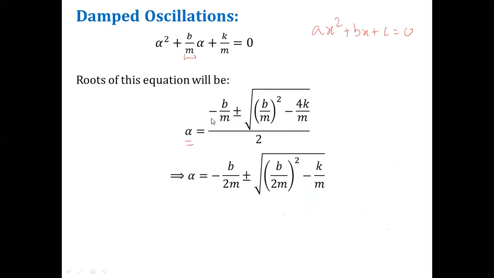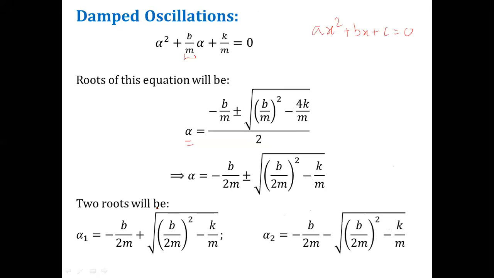So I'll get something like minus b over 2m plus minus, if I take 4 common out from here, the square root of 4 would be 2. The 2s would cancel each other out, and here you will have b upon 2m whole square minus k over m. The reason we took 4 out here is so that you can get this expression here, k over m. Remember from your ideal simple harmonic oscillator, k over m was equal to your omega square, right? That's how we defined our omega square. So that's why we have taken 4 common out from here.